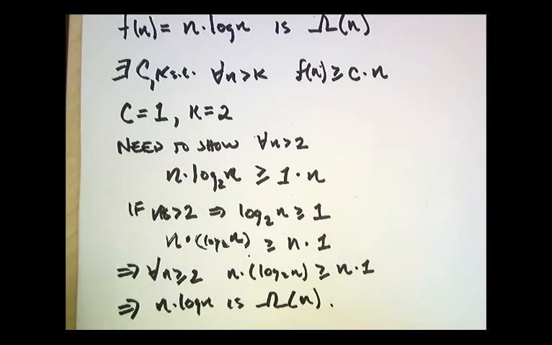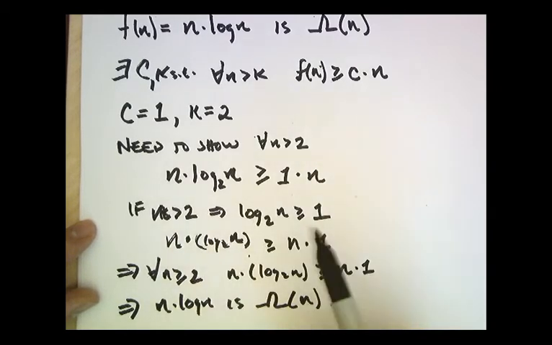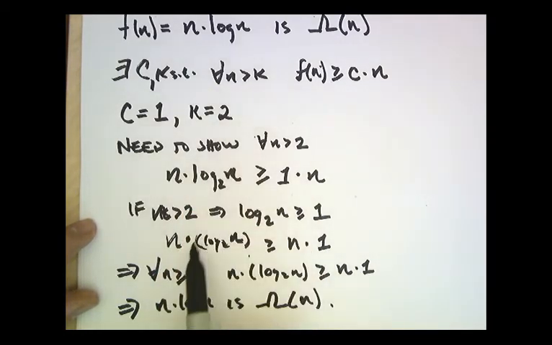So this is a case where, if we had chosen k to be 1, if you plug in n equals 1 here, the log base 2 of 1 is 0. So this left-hand side would be 0, and 0 is not greater than or equal to 1. So that would be a problem. But by choosing k to be 2, for sufficiently large n, this left-hand side does get much larger than n.